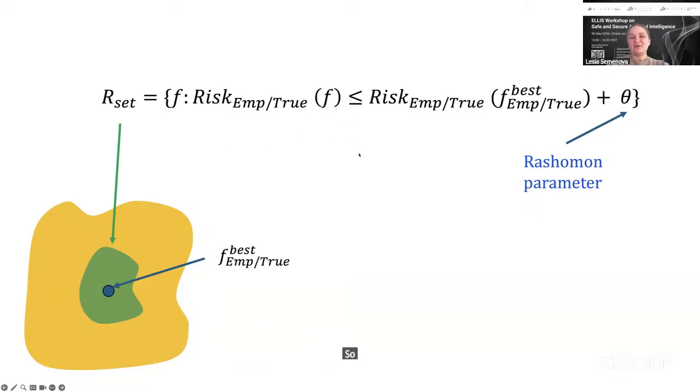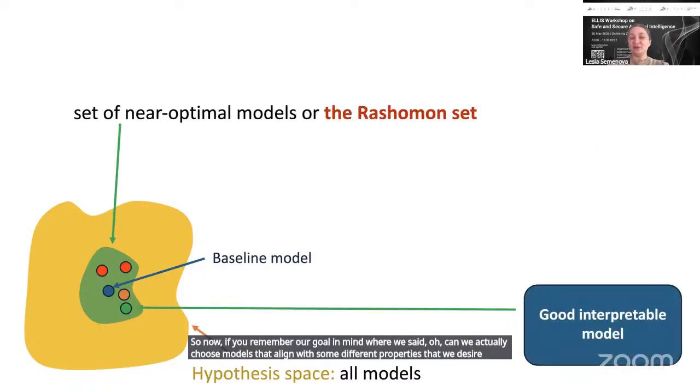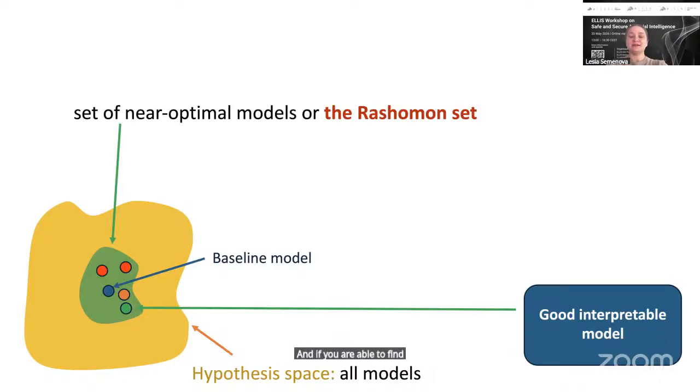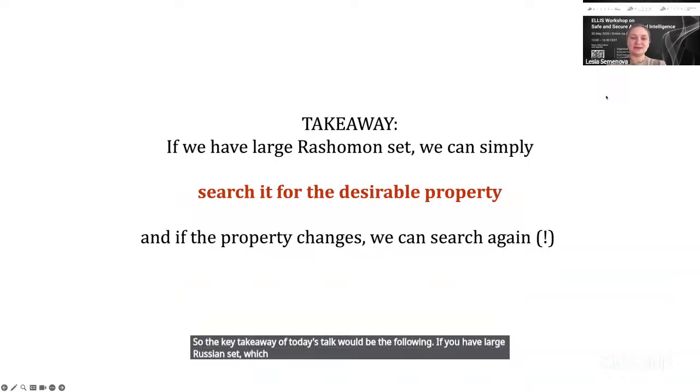So now if you remember our goal in mind, where we said, can we actually choose models that align with some different properties that we desire? Now we know that, unwillingly, going through this spike detection process, we explored the Rashomon set. And we were able to find good interpretable models that aligned with our needs. So the key takeaway of today's talk is the following. If we have a large Rashomon set, which is a set of near optimal models, we can simply search for the desirable property. Now, interestingly, if our property changes, we can search for it again.